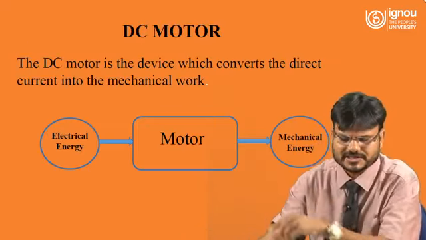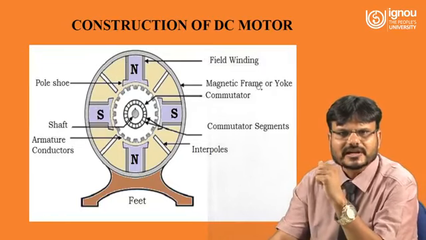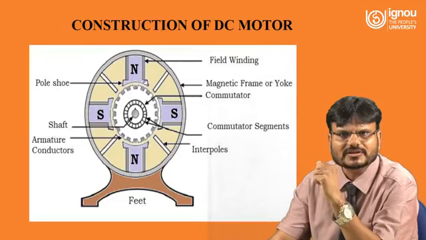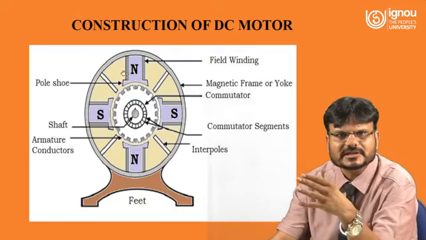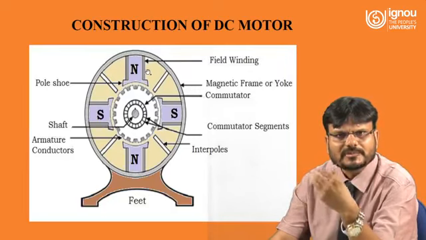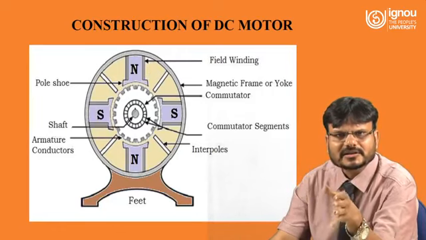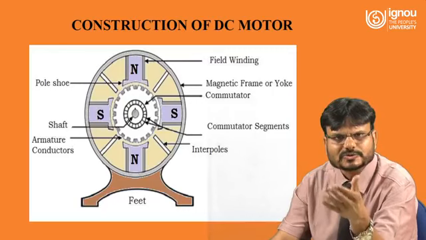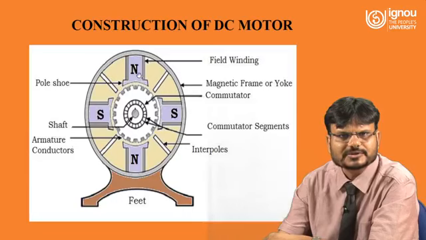So first we start with the construction of the DC motor. As you can see here, the outer part is called the magnetic frame or yoke. This magnetic frame or yoke supports the poles and pole shoes, and also provides the magnetic path for flux to flow from north pole to south pole. Here you can see there are 4 poles.